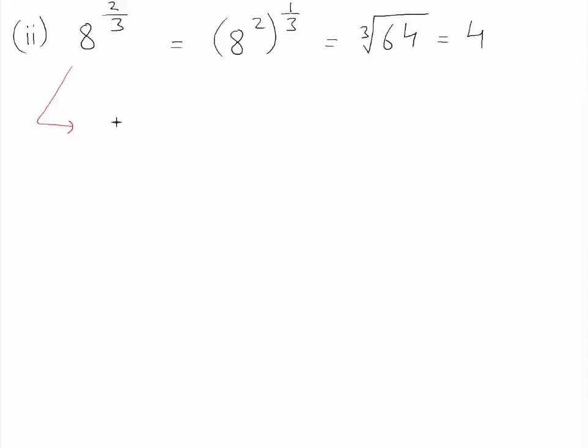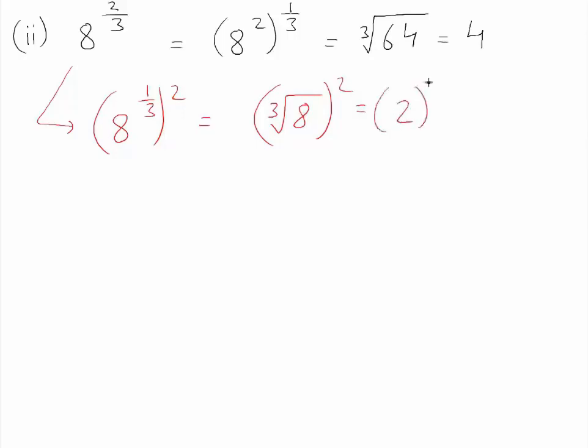Another way is we can write this as 8 to the power 1 by 3 whole square by using the fifth law of surd. So I can take the cube root of 8 first and then take a square. So we know cube root of 8 is 2, and then we take a square, we get 4. So these are two methods we can solve these numbers.